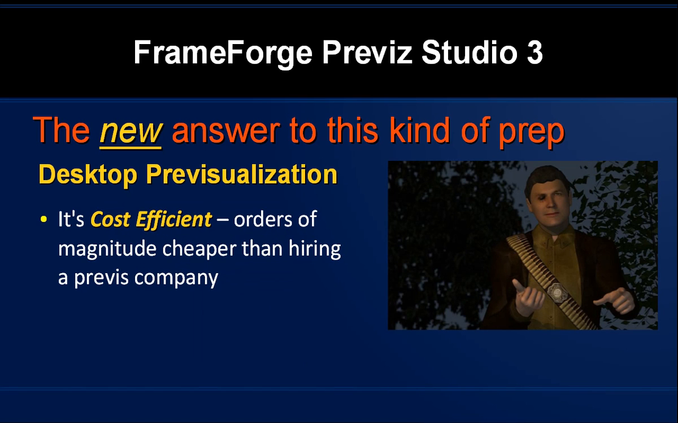So, our desktop previsualization is cost efficient, and basically you pay for the software and then you can either run it yourself or you can hire previs artists who get paid at the level of storyboard artists to run the software. We have had PAs build the sets, and then the director or cinematographer steps in and places all the camera and does that kind of work. But it's orders of magnitude cheaper.